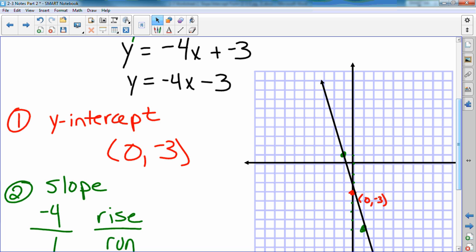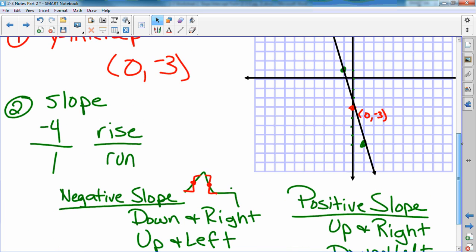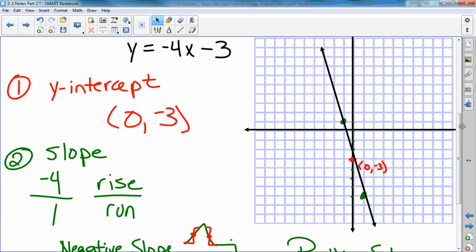There we go. There is the line. Y equals -4x minus 3. That's what it looks like. Could you do that again? Yeah. Hopefully you could.